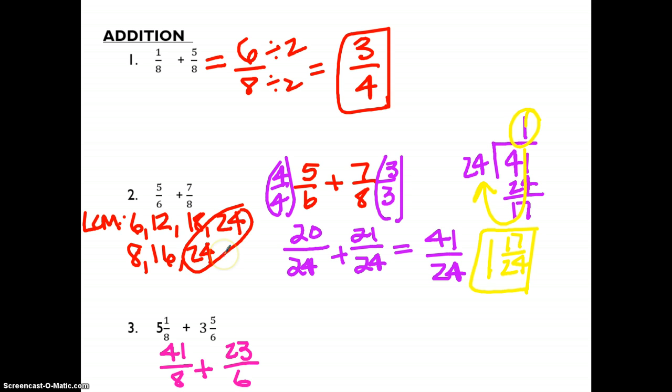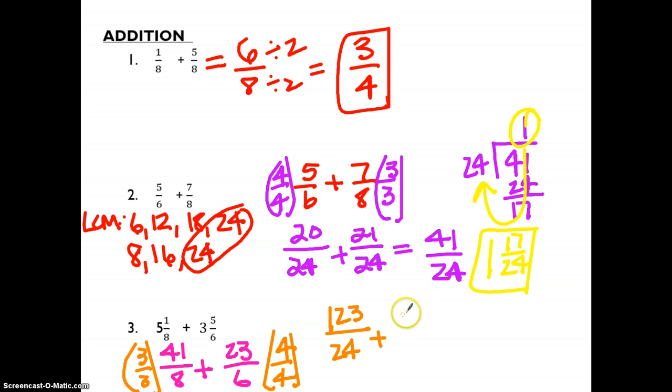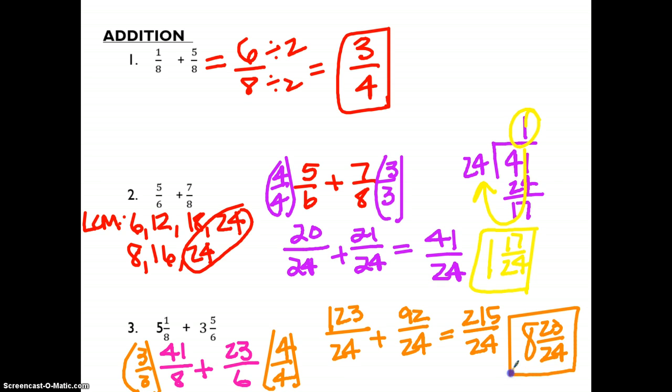Okay, then I need to find a common denominator, which I just did up here. They're both 6 and 8 again, so it's 24. So I multiply this by 4/4. Multiply this one by 3/3, and I'm left with 123/24 plus 92/24, which is 215/24. Okay, and then I do my J method again, and I get 8 and 23/24 is my final answer.